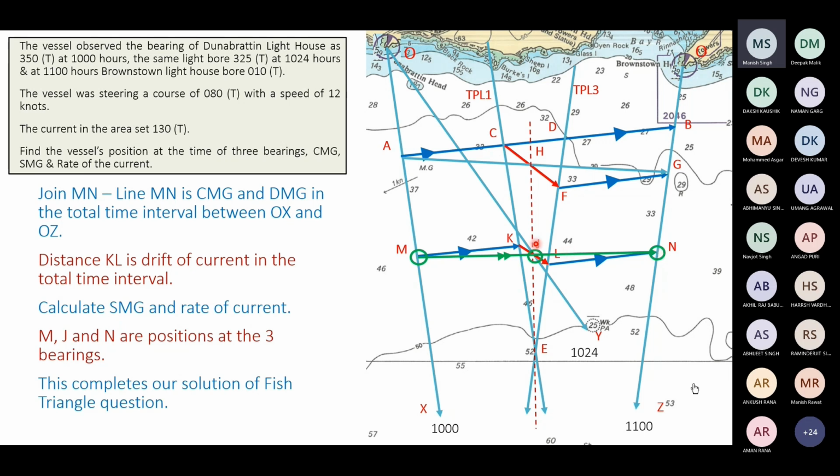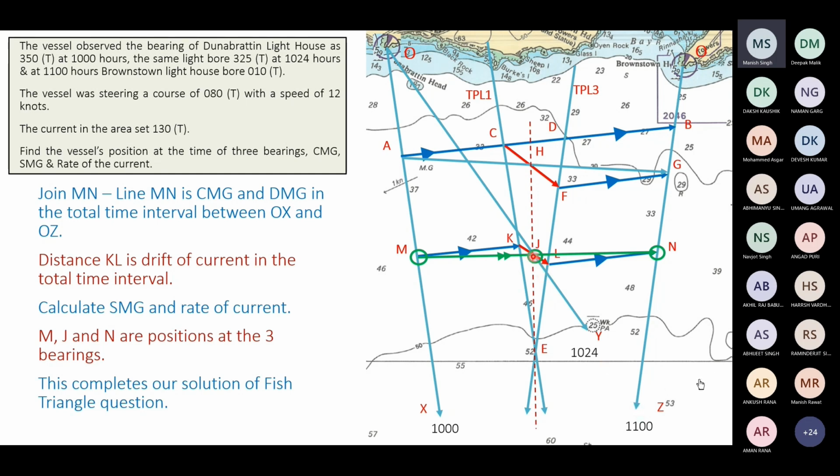Also, vector K to L represents the drift of the current from 1000 hours to 1100 hours. So from this drift K to L, you can also easily calculate what is the rate of the current now. Once we know the drift value and we know the time interval, we can easily calculate the rate of the current.